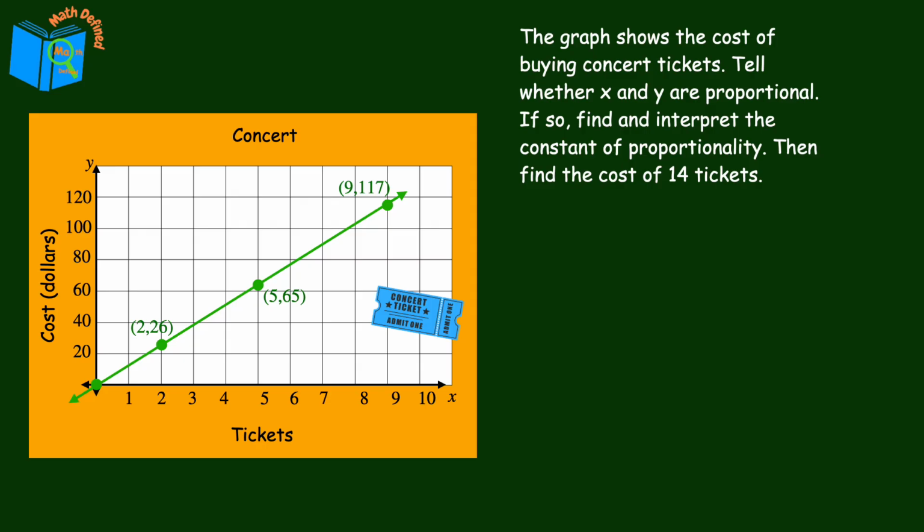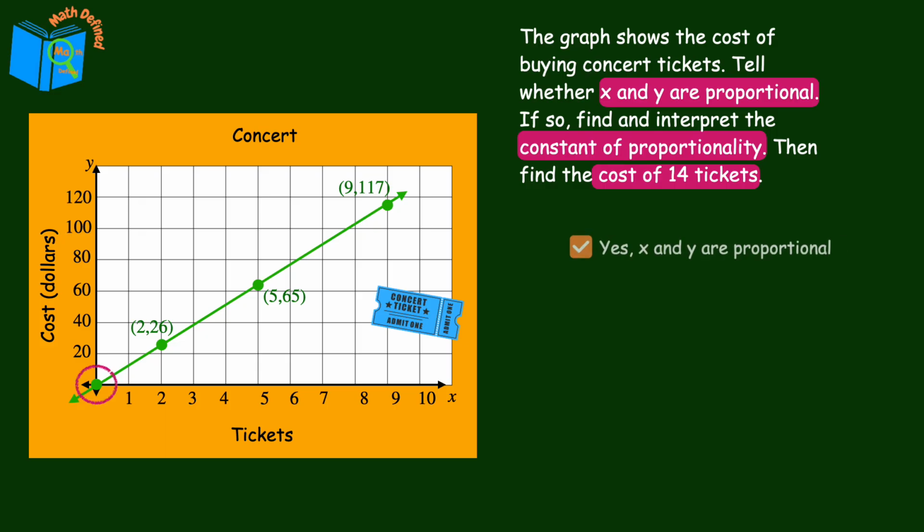This graph shows the cost of buying concert tickets. Tell whether x and y are proportional. If so, find and interpret the constant of proportionality. Then find the cost of 14 tickets. First, we need to determine whether x and y are proportional. The line passes through the origin, so yes, x and y are proportional.